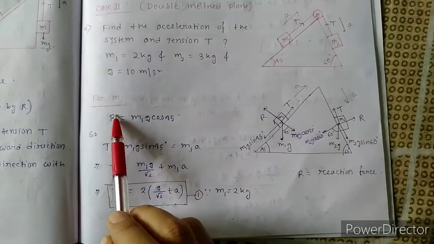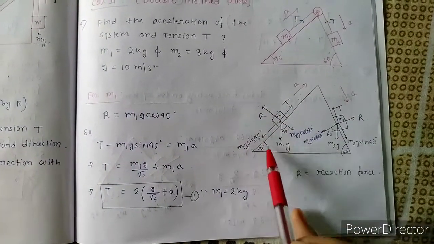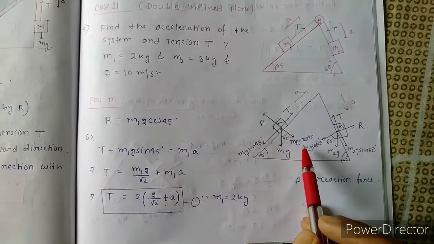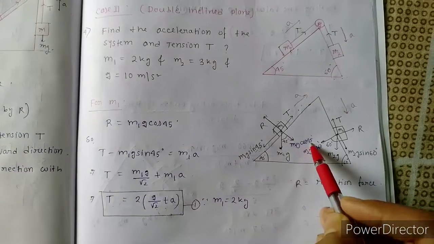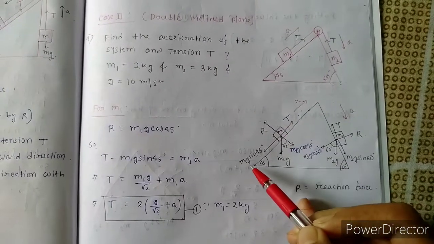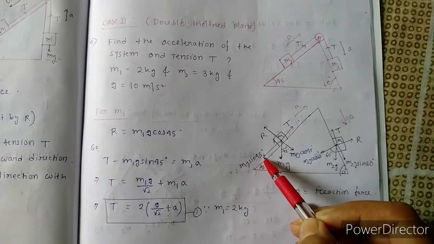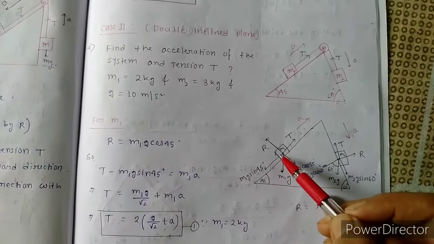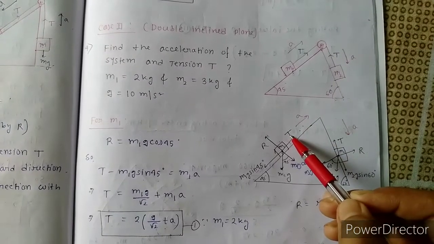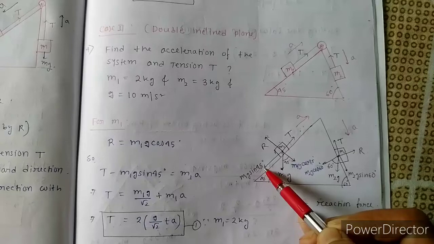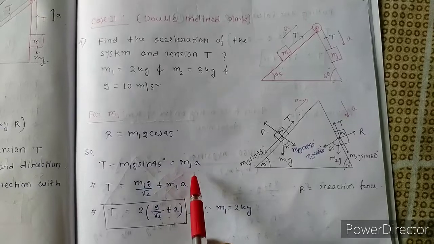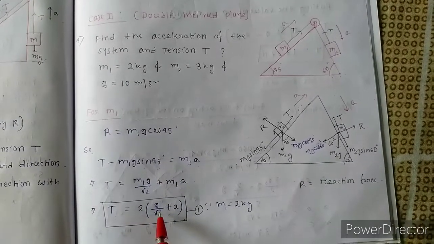Now for the mass m1, if we look at all the forces acting on m1, we see the reaction force R is cancelled out by m1g cos 45 degree. So the two forces acting on the mass m1 are tension T and m1g sin 45 degree. As the mass m1 is moving upward with acceleration a, the tension T is greater than m1g sin 45 degree. So we get T minus m1g sin 45 degree equals m1a. So T equals 2 into g by root 2 plus a.